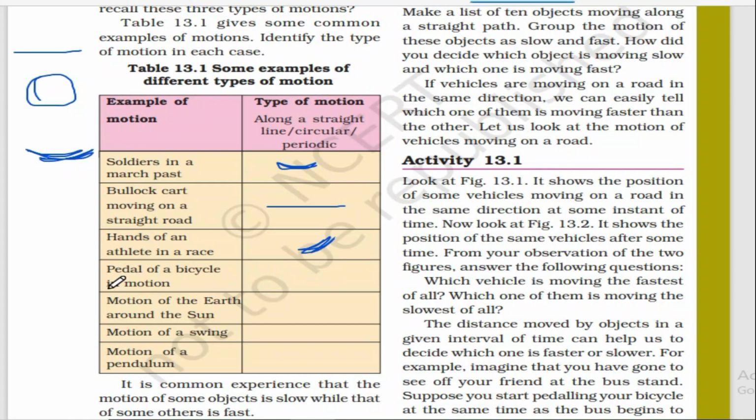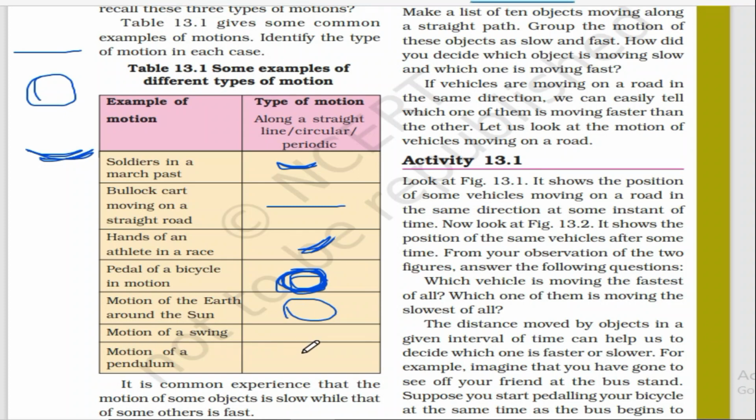And now the pedal of a bicycle in motion. If you ride a bicycle, then you pedal like this. You tell me which type of motion it is. Definitely it is circular motion. And now the motion of the earth around the sun is like this, so this is circular motion.